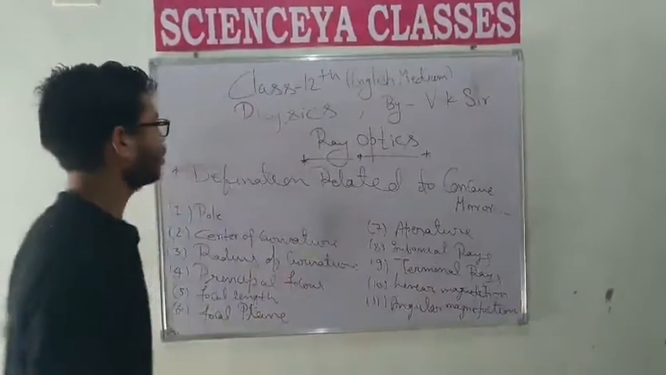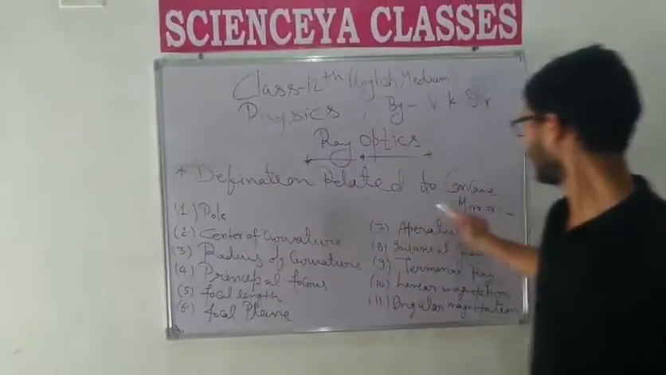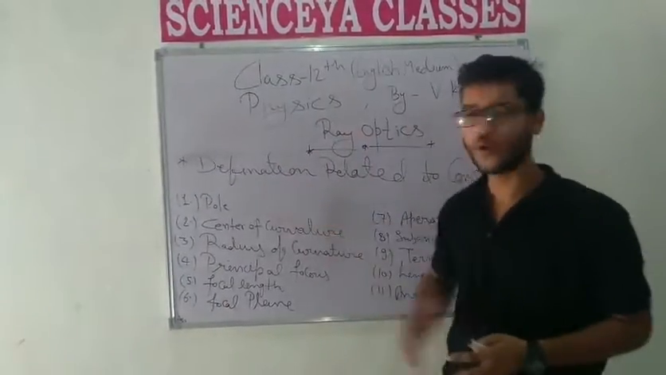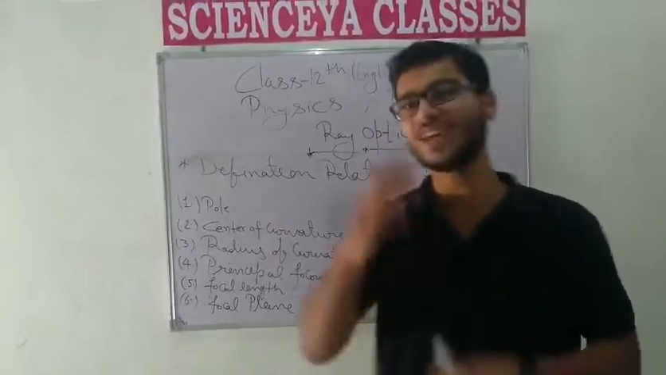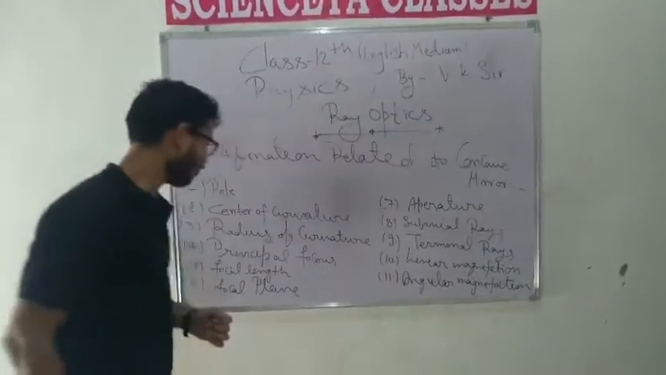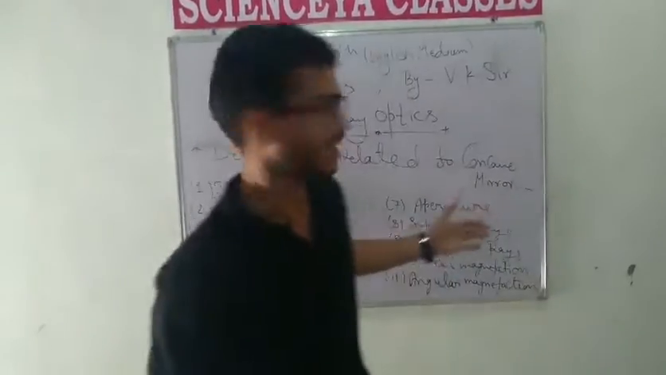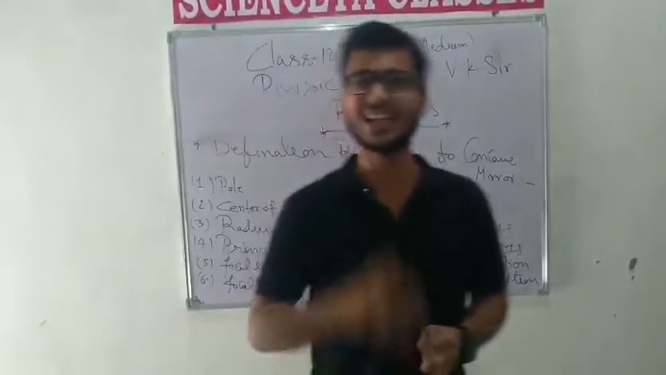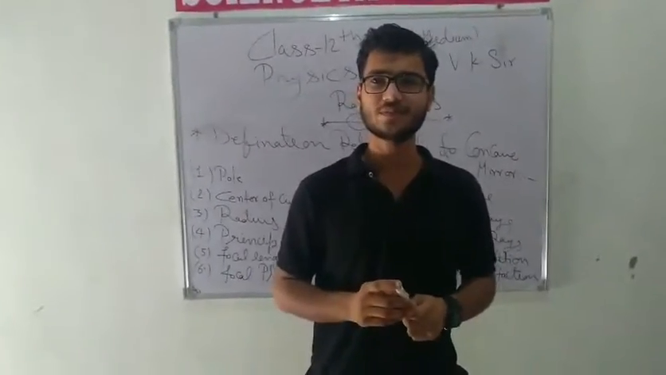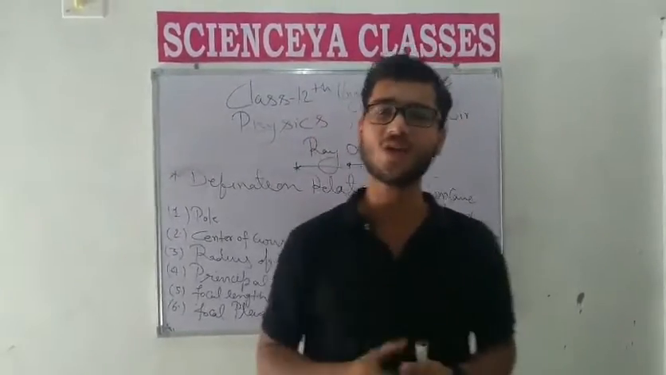In our last class, students, we discussed the topic of ray optics, that is, definitions related to the concave mirror. We discussed the pole, and we will revise it again because you might forget it: center of curvature, radius of curvature, principal axis, focal length, focal plane, aperture, paraxial rays, marginal rays, linear magnification and angular magnification. These will help us understand image formation by the concave mirror.